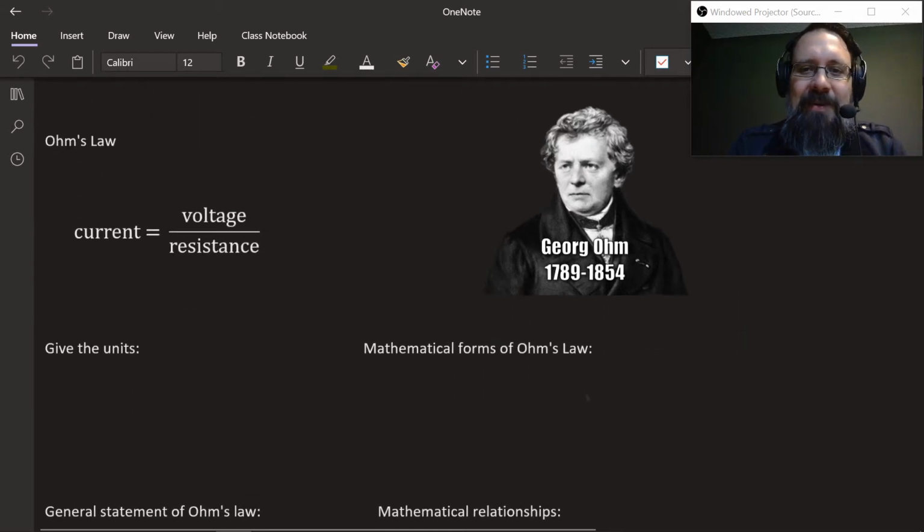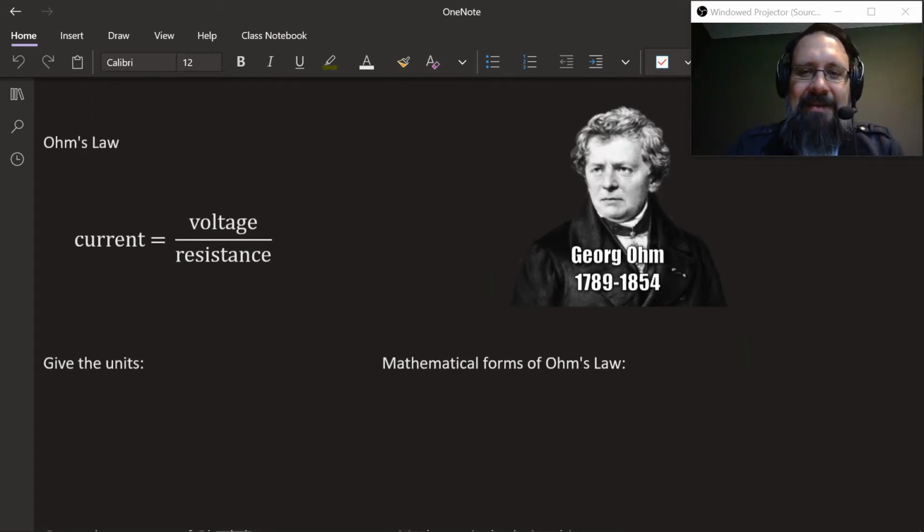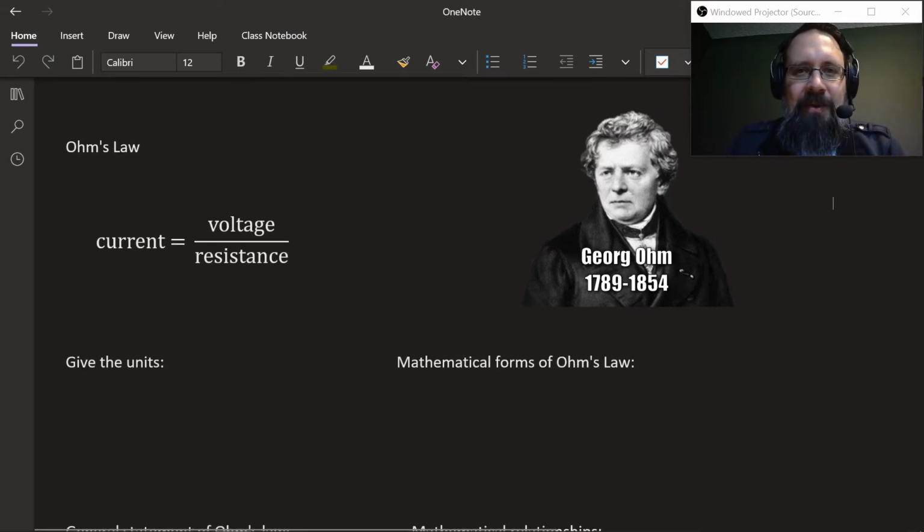Let's begin. So we're going to first talk about this guy. His name is George Ohm. I mentioned him briefly in the last lesson, but what George Ohm discovered was this relationship called Ohm's law, and Ohm's law is written out over there: current equals voltage divided by resistance.